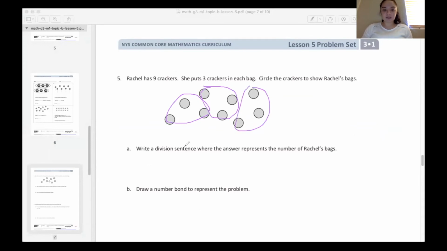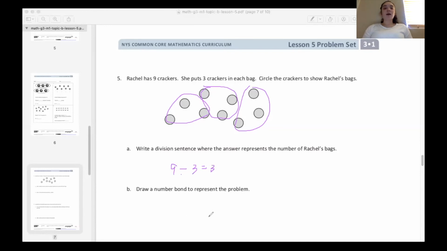Write a division sentence where the answer represents the number of Rachel's bags. So we have 9 crackers because we're starting with our total. We're going to divide that by 3 by putting 3 crackers in each group. So 9 divided by 3 equals how many groups? Well, we circled them up here, 1, 2, 3. So 9 divided by 3 equals 3.